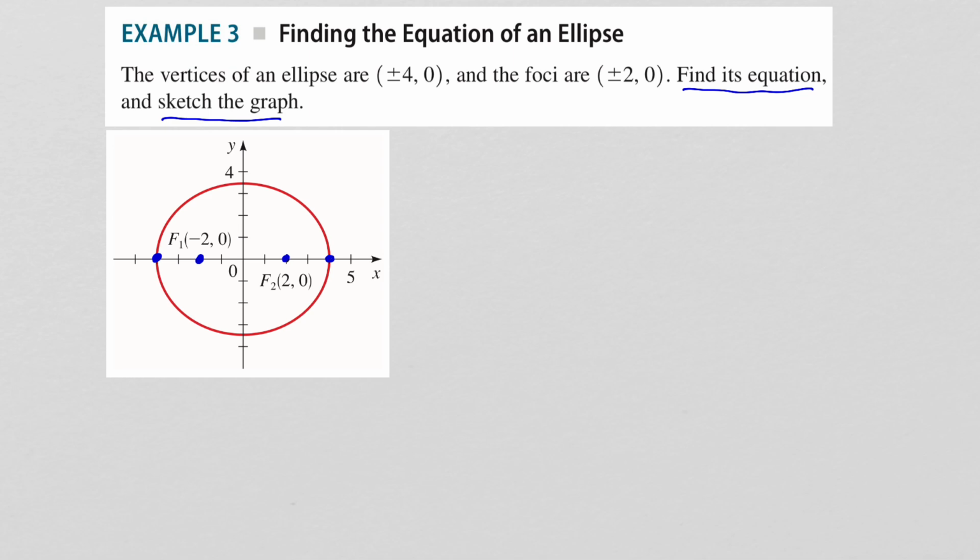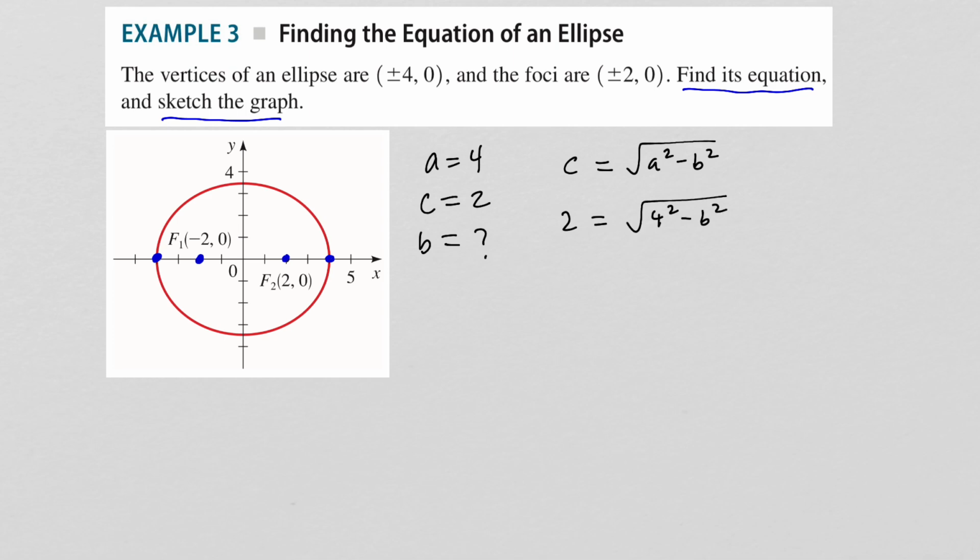So we know that since the foci are along the x-axis, we know that A is the distance from here to here. So A is equal to 4. And we know that C is equal to 2 because the distance from the center to the focus is C. We just don't know the value of B. So we can find that because we know that C is equal to the square root of A squared minus B squared. So that's 2 equals the square root of 4 squared minus B squared. If we square both sides, we get 4 equals 16 minus B squared, or B squared is equal to 12, which means B is going to be 2 radical 3.